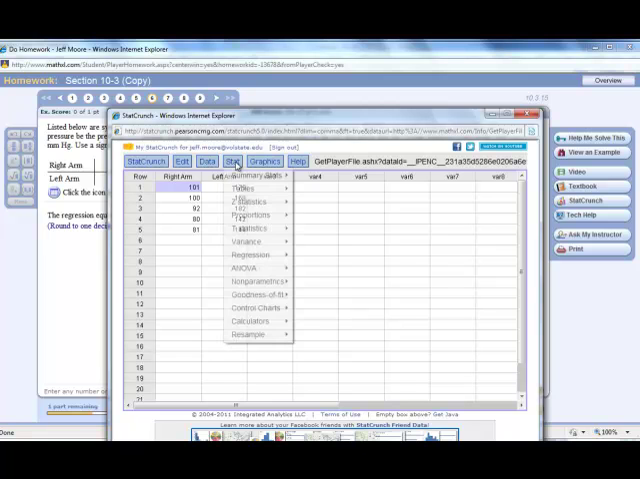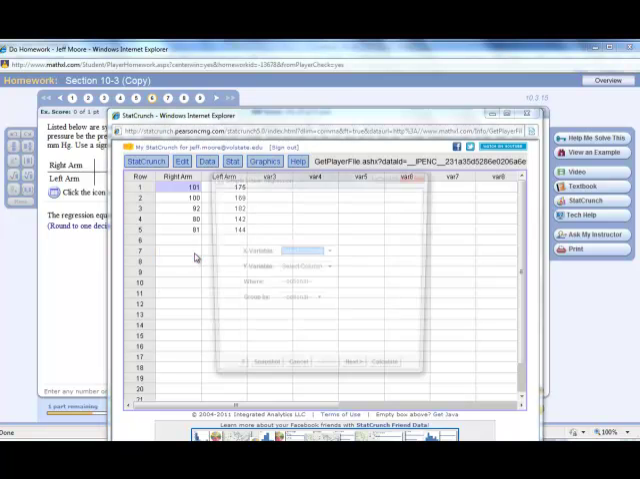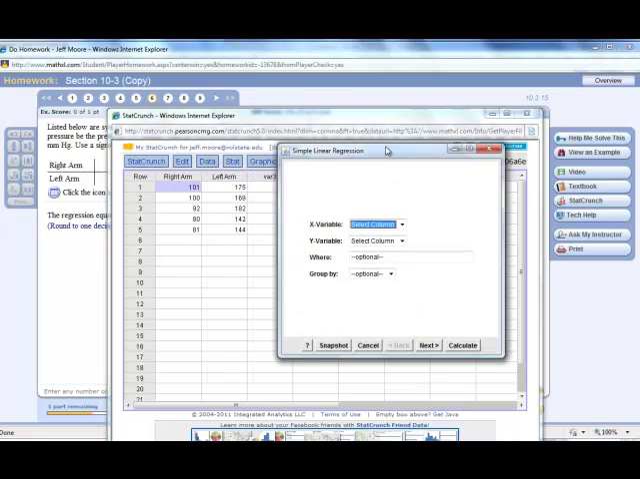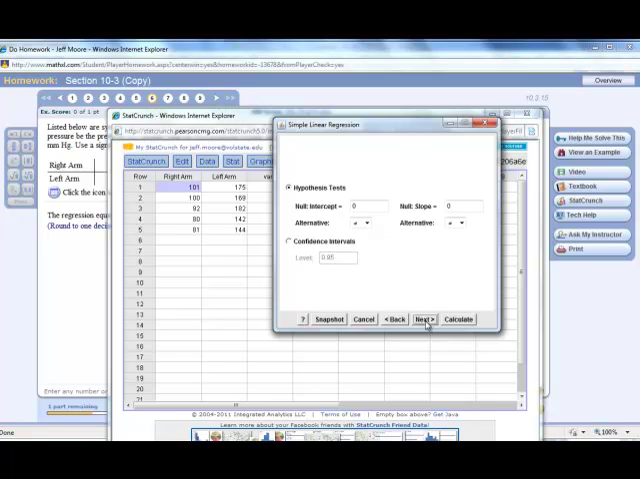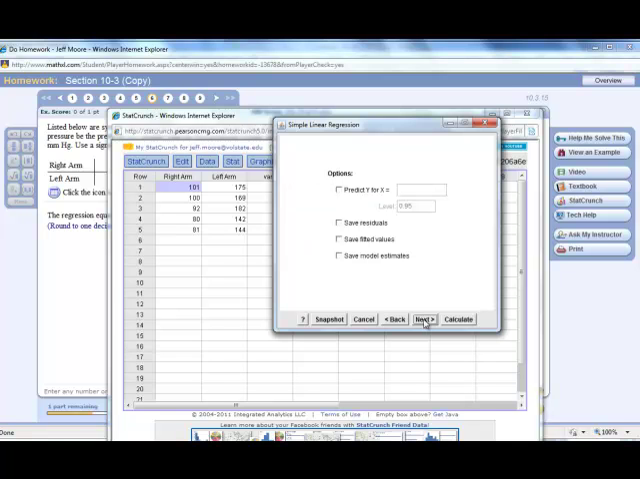Now we'll click Stat, Regression, Simple Linear, and it's asking us for which is the X variable. Well, the problem told us to use the right arm as the X variable, so we'll select right arm for X and left arm for Y. Click Next, and Next again.